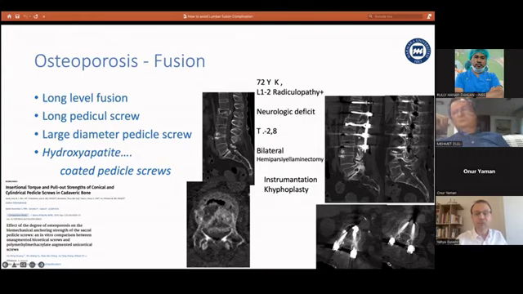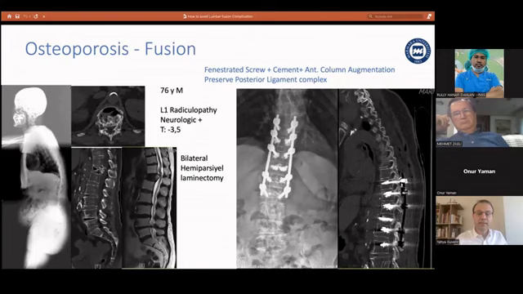We use long-level instrumentation, and we put vertebral augmentation here, and we put short screws here. Again, this is an osteoporosis patient, but this is a different form of patient, because the T-score is very high. This means getting fusion is very difficult in these patients.